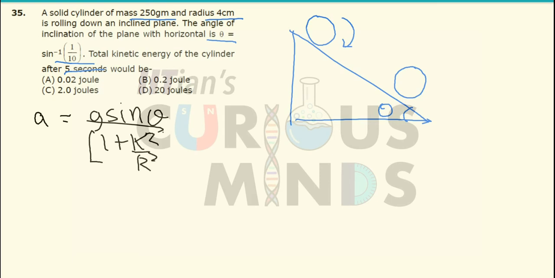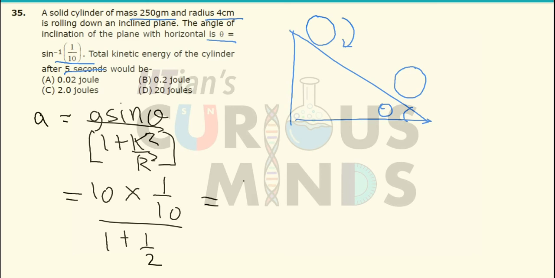So basically g sin theta is equal to 10, g over here is equal to 10, and theta over here is equal to sin inverse 1 by 10. So sin theta will be equal to 1 by 10. Since it is a solid cylinder, k will be equal to r by root 2, so k square will be equal to r square divided by 2.